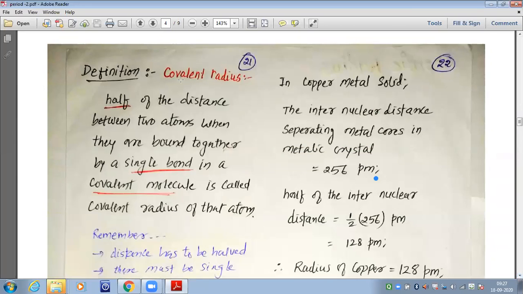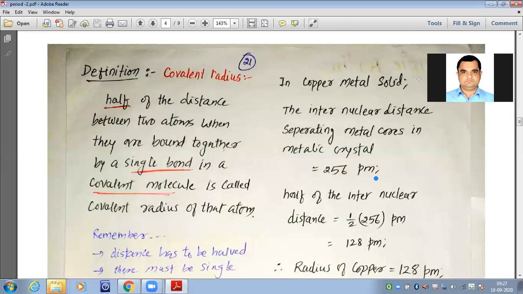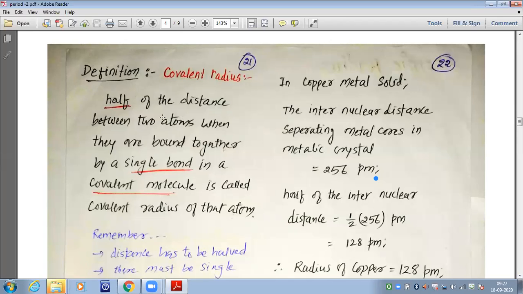Now we are going to define the covalent radius. What is the definition of the covalent radius? If they ask you, you can write this answer: half of the distance between two atoms when they are bound together by a single bond in a covalent molecule is called covalent radius. I'm repeating once again, half of the distance between the two atoms when they are bound together by a single bond in a covalent molecule is called covalent radius, my dear students.